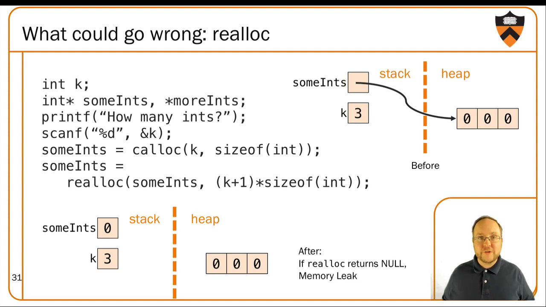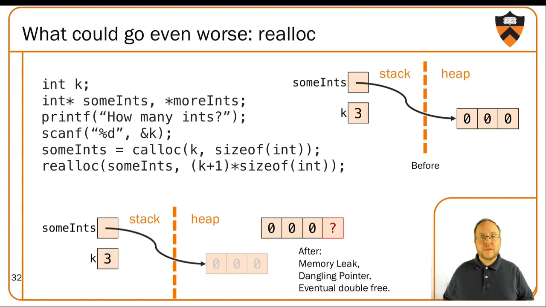It doesn't move it. It doesn't free it. It says, I couldn't give you a new allocation, but here's your old one that still exists, and I'm telling you this via null. And so if we then overwrite the pointer here, we no longer have access to the old one, and that's bad. It gets worse, though. We could do even worse.